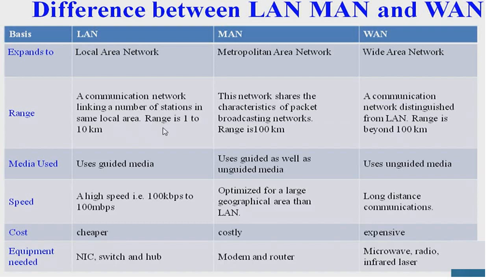And the equipment needed for a LAN connection is only the network interface card, that is NIC, or we need switches and hubs. If you come to the MAN, it needs a modem and a router. And when you come to WAN, it will be microwave or radio, infrared laser. Clear about it, girls? It is a very important 5-mark question. It is a very simple question only. You are able to identify it easily. Clear?